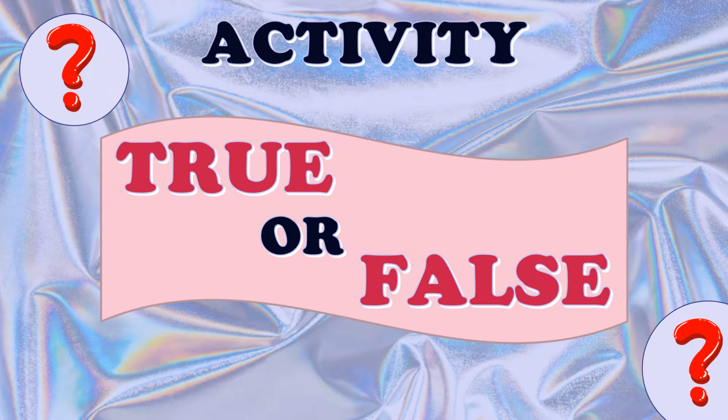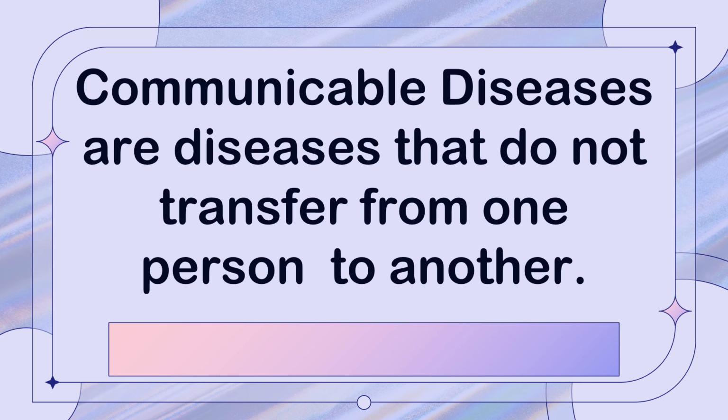Before we start with our discussion of the main topic of our lesson, let's first have a short activity. In this activity, you will just tell if the statement is true or false. Let's start with statement number 1. Communicable diseases are diseases that do not transfer from one person to another. Is this true or false?